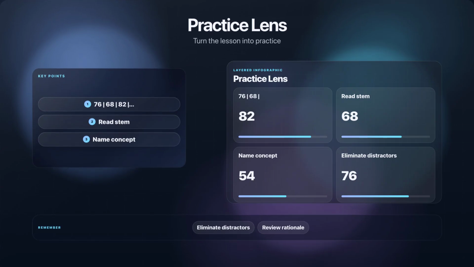In practice questions, do not only ask whether you got the answer right. Ask why the correct answer is correct and why the other choices are wrong. That is how you turn broker-dealer market maker from passive knowledge into exam-ready understanding.